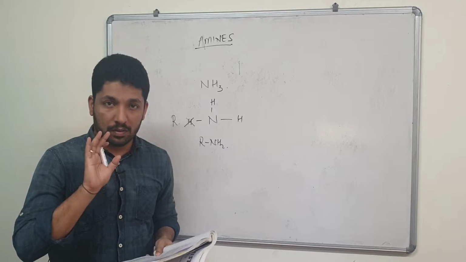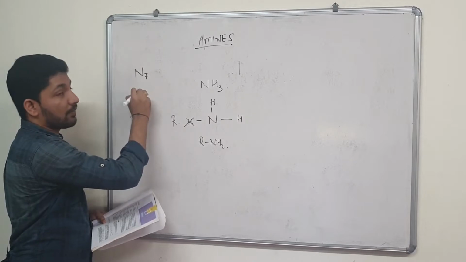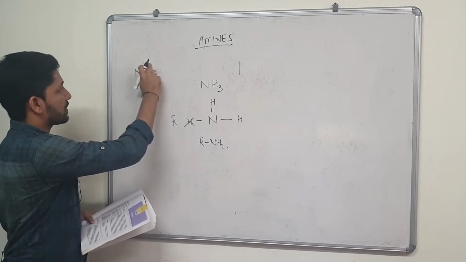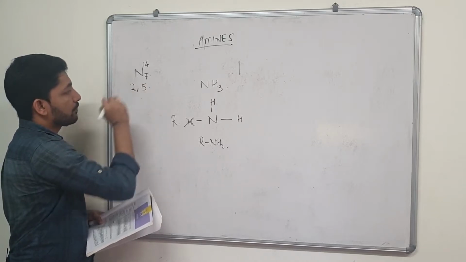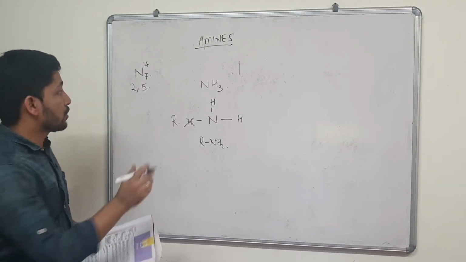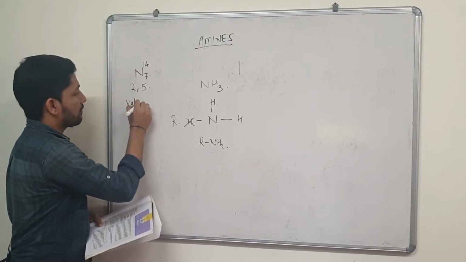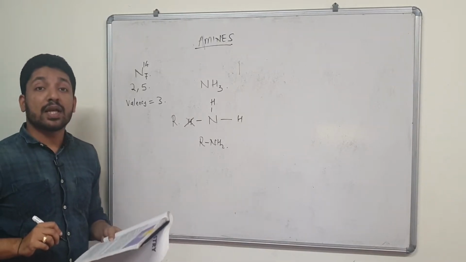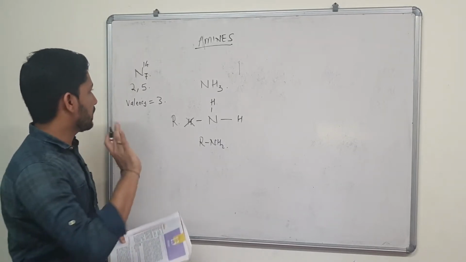Nitrogen's atomic number is 7. It is represented like this, right? This is how you represent an element. Its atomic mass number is 14, atomic number is 7. Since it is 7, its electronic configuration will be 2, 5. So the first shell will have 2 electrons, the second shell will have 5 electrons. To complete the octet, it is missing 3, right? So its valency is 3. Hence it is called trivalent, and it carries an unshared pair of electrons. So it carries one pair of electrons which is not shared with anyone.